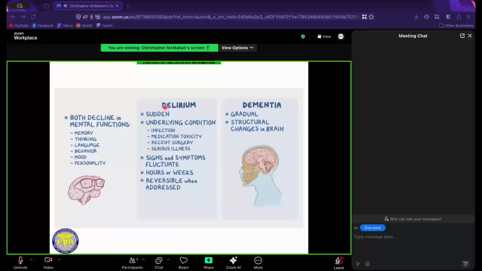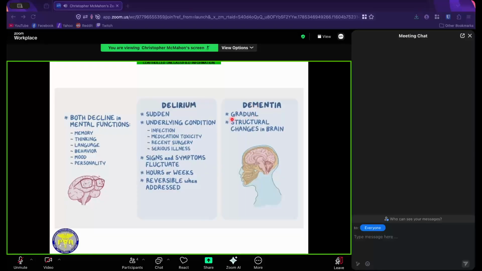So delirium, think sudden onset. Typically an underlying condition is causing the delirium. I'm not delirious primarily. It could be infection, it could be medication toxicity, it could be recent illness or surgeries. Signs or symptoms tend to fluctuate. Has anyone ever heard of the term sundowning before, or had a grandparent or someone who has had those symptoms? Typically they're fine during the day, then all of a sudden their course completely reverses at night and they show crazy symptoms. It typically evolves over hours to a week, and it's reversible because a lot of these things we can treat, and that will actually resolve the delirium.